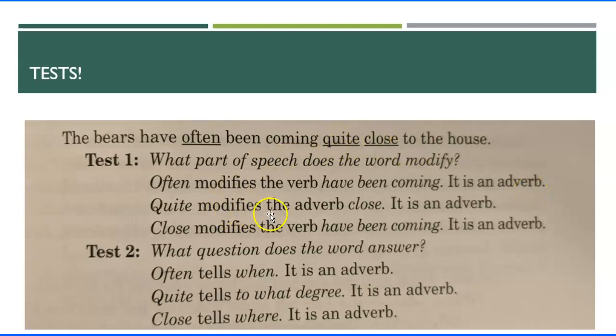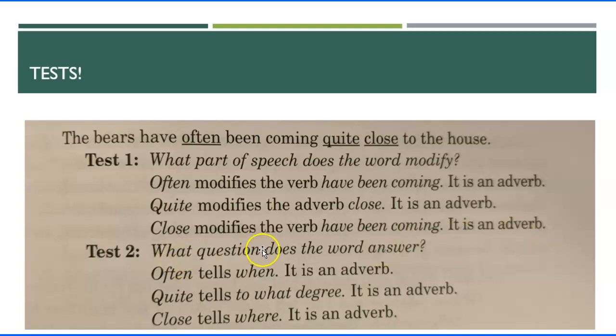Quite modifies the adverb close. It's telling us kind of to what degree. We could say the bears have been coming close to the house, but when I add quite close, that's a whole different thing. That means they're really, really close. That's also an adverb. Close modifies the verb have been coming. Where have they been coming? To the house. So it's answering a where question.